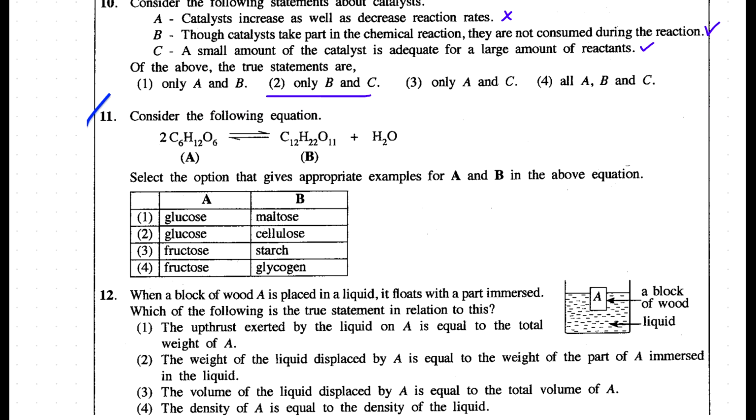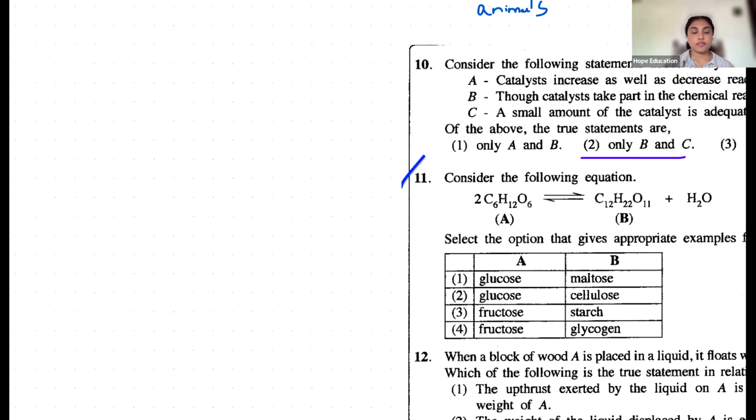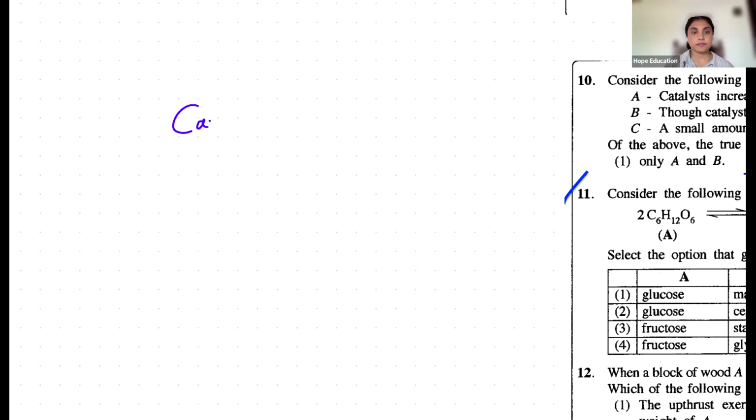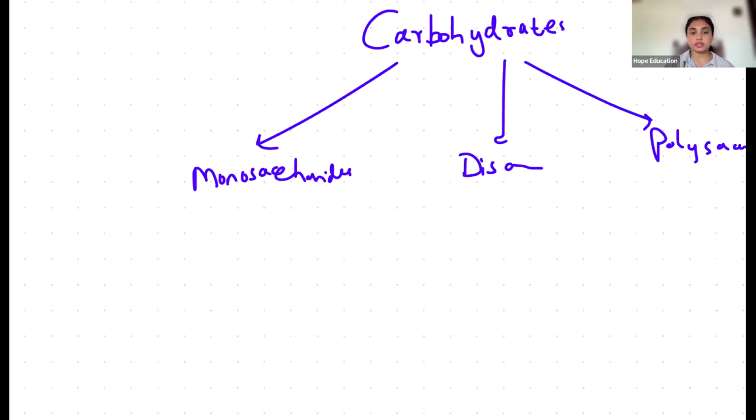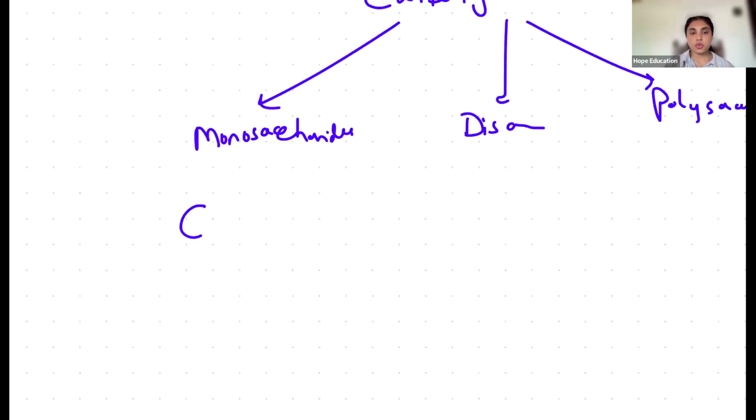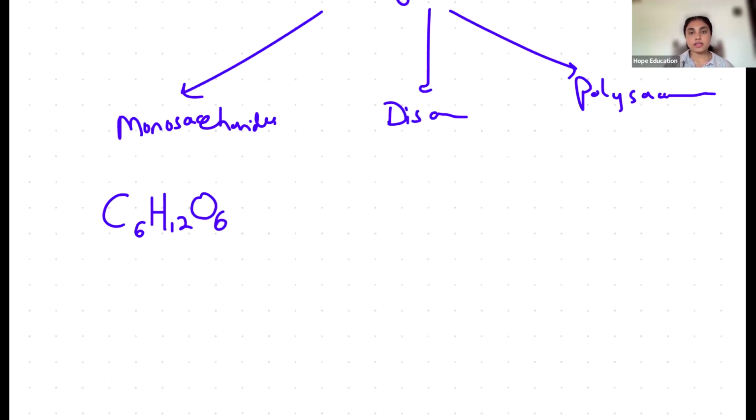Who has the formula C6H12O6? So if you take carbohydrates, there are three types, no? Monosaccharides, disaccharides, and polysaccharides. What is the formula for monosaccharides? Now we just said C6H12O6. What is the formula for disaccharides?